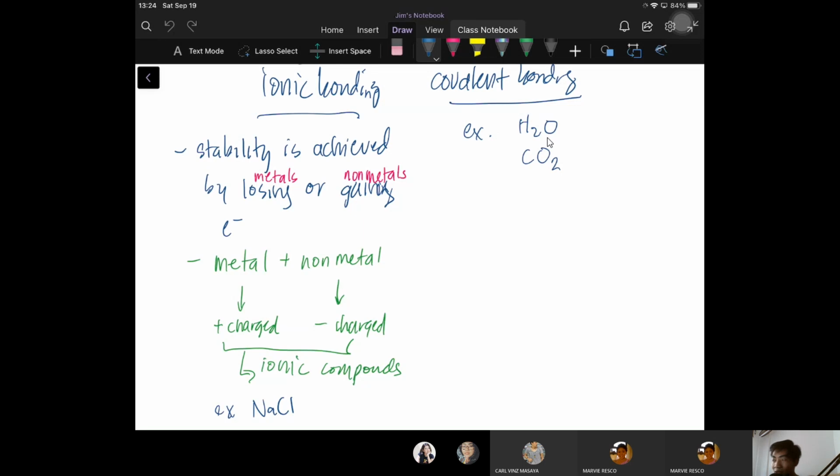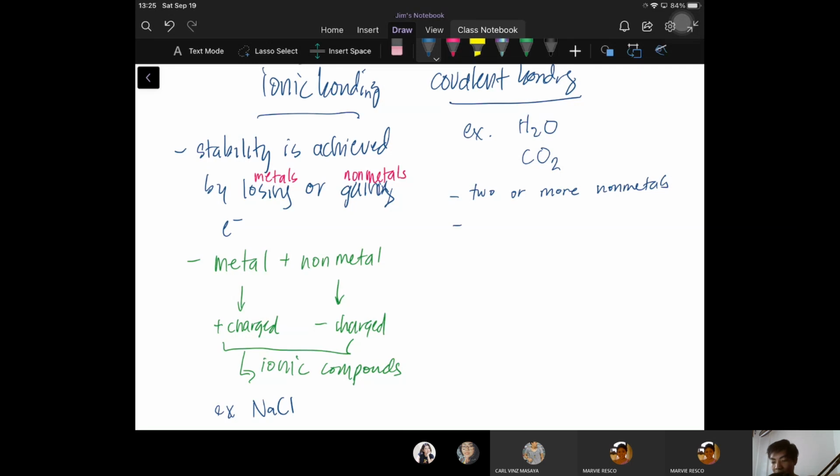So sabi niya, if you have two nonmetals, so pag may two nonmetals ka, you form covalent bonding, no? Two or more nonmetals na. Two or more non-metals na. So if you have two or more non-metals, covalent bonding yung meron ka.